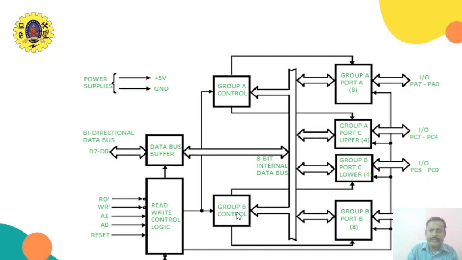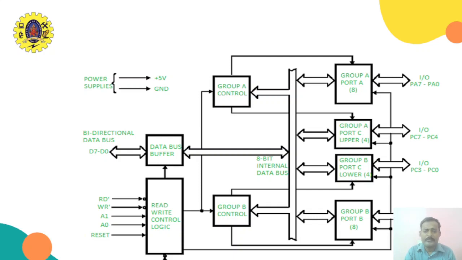Look at this. We are going to divide into two groups. This is the group A control, and this is called group B control. Look at this. So group A comes under this. Inside group A, we have two things. One is port A, and another is port C upper. Upper means actually port C is 8-bit.